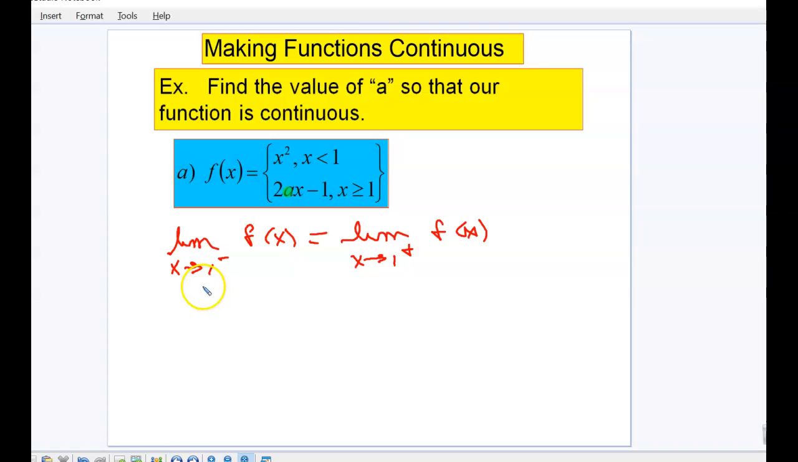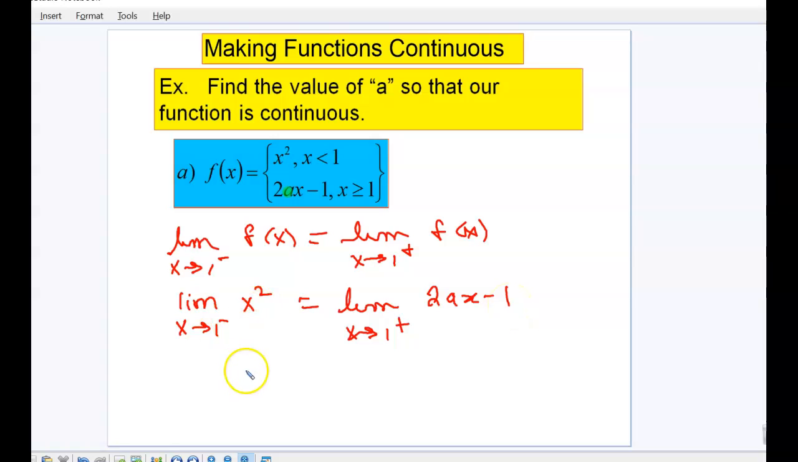If we're taking a look at the limit as x approaches 1 from the left, I'm going to be using the function x squared because that is where x is less than 1. And we have to make this equal to the limit as x approaches 1 from the positive side, and that's going to be my function 2ax minus 1.